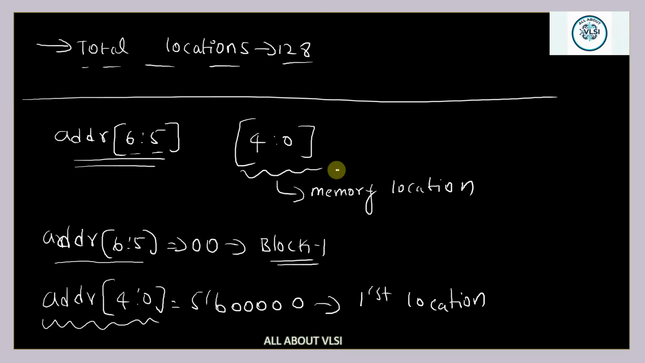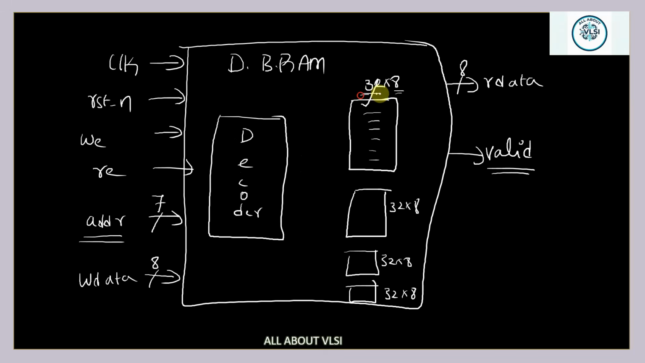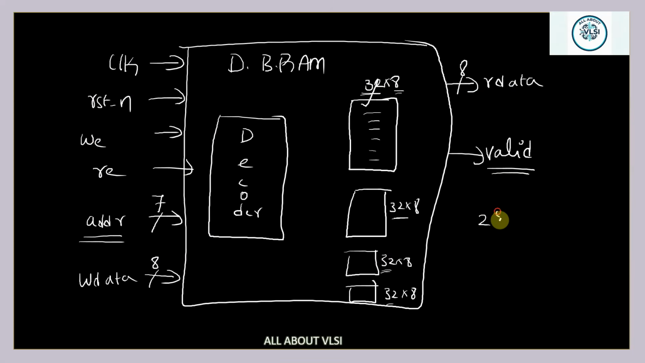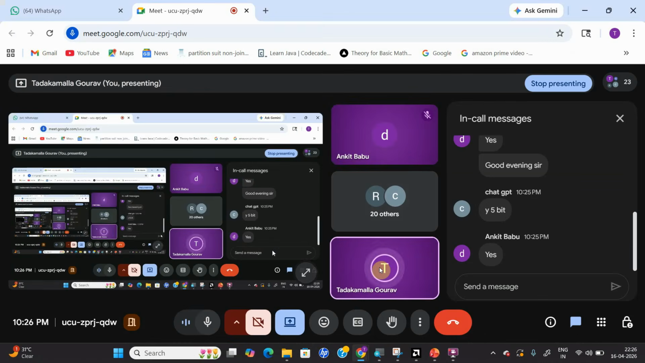So you are going to have how many locations? Each block contains how many locations? 32 locations. For representing 32 locations, how many bits do you need? 5 bits. 2 power 5 is 32, right? And for selecting 4 chips, you need 2 bits. So that's the reason your address is a total of 7 bits. Of the 7 bits, 5 bits are for the 32 locations and 2 bits are for selecting which chip you want to select.